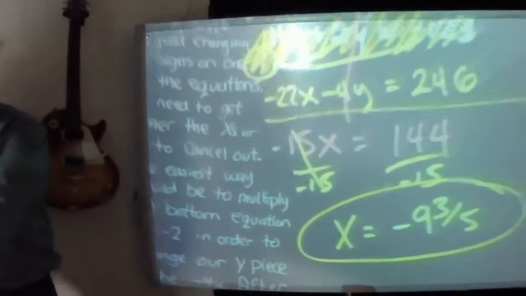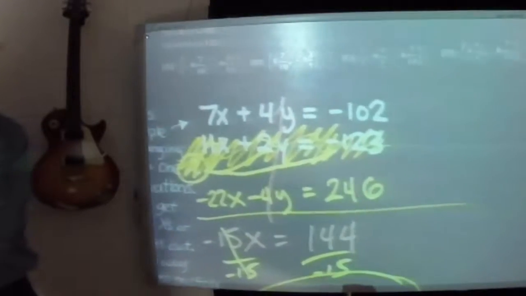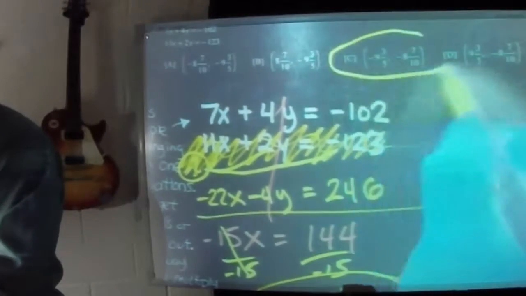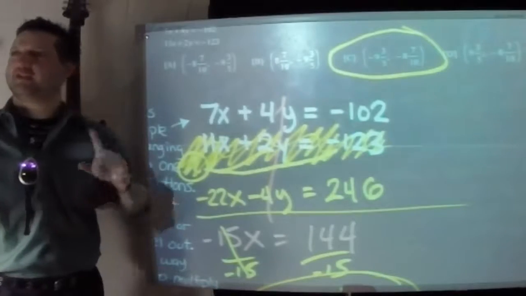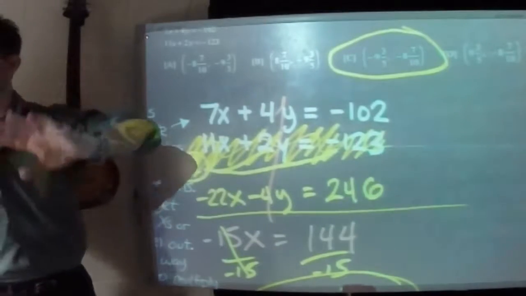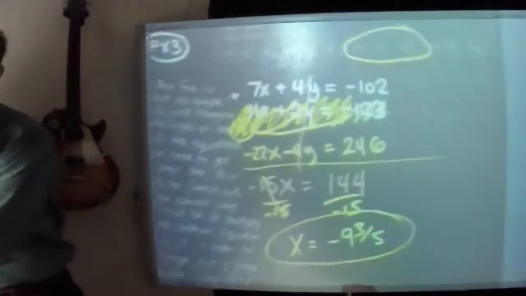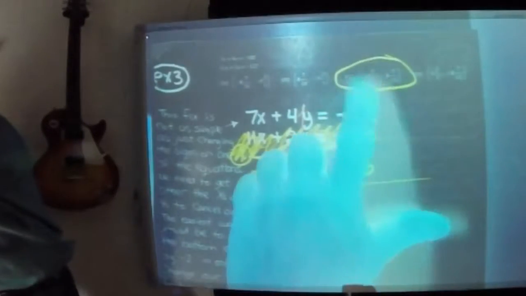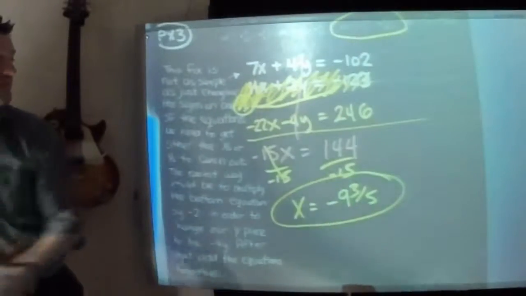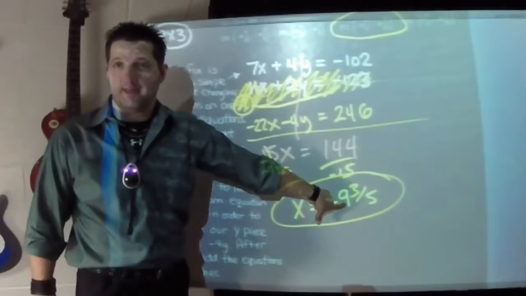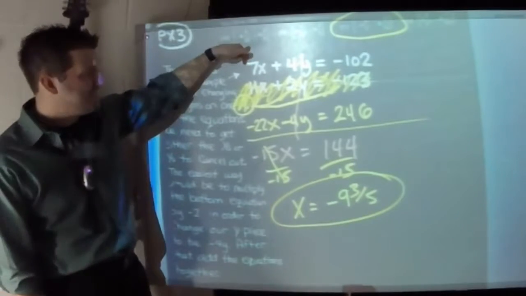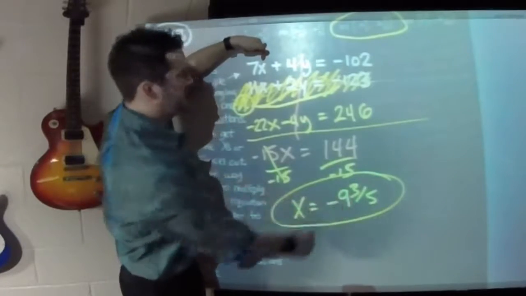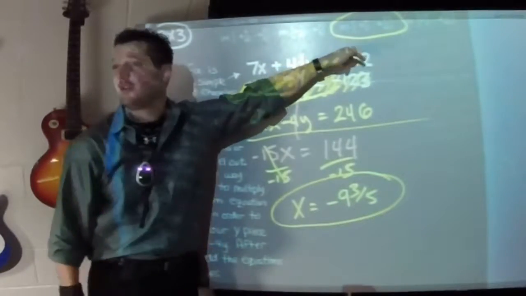Negative 9 3/5. Yeah, we don't have to do the y because it's an ugly fraction. Okay. Well, let's just talk about what we would do if we had to. Say that you had two answers that had your x as this. We would have to take this number and put it in for x right here, right? So we'd have to go 7 times negative 9 3/5 plus 4y equals negative 102.